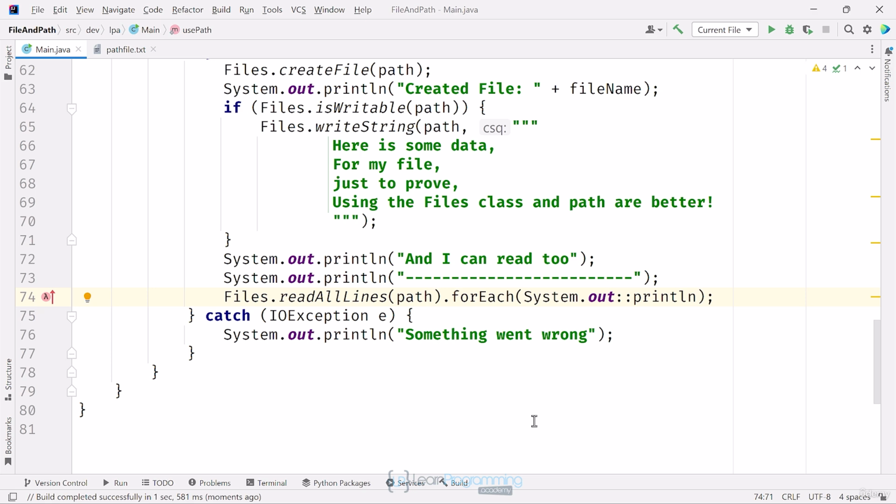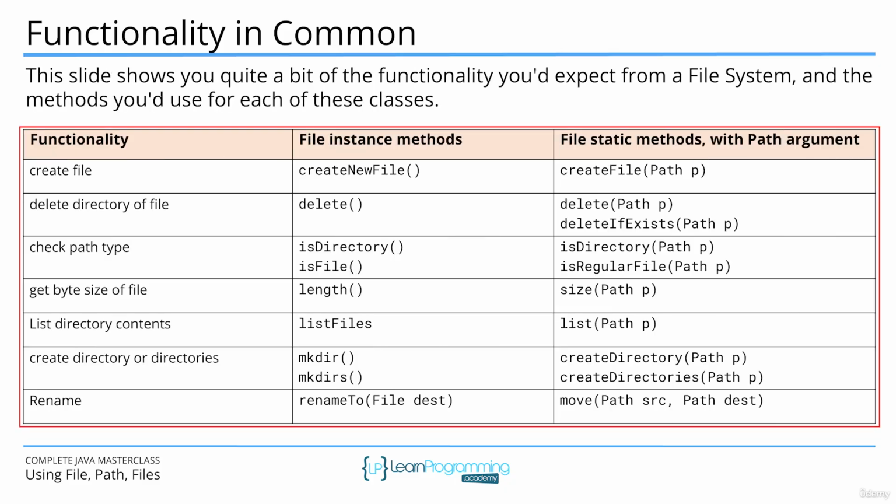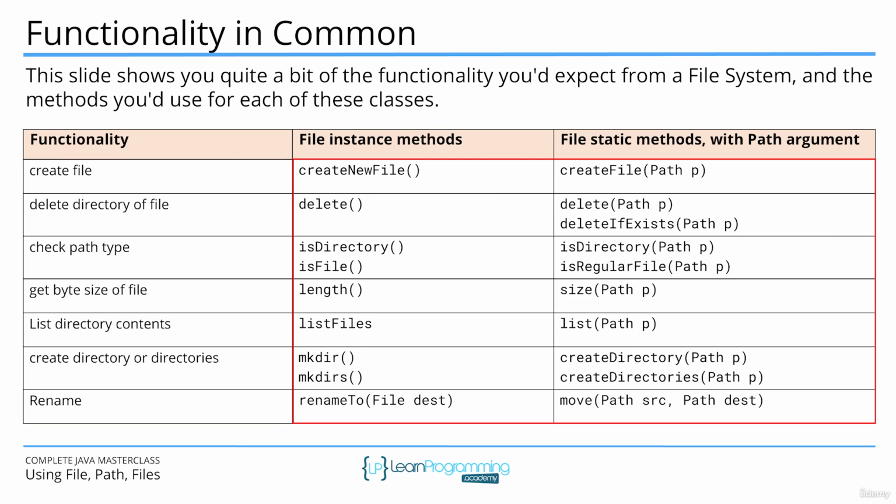Okay, let's quickly look at some of the functionality the IO and NIO2 methods have in common on a slide. This slide shows you quite a bit of the functionality you'd expect from a file system and the methods you'd use for each of these classes. You can see the methods are often similarly named, and methods exist for all the basics. I'm not going to go through each of these individually and compare them to each other.